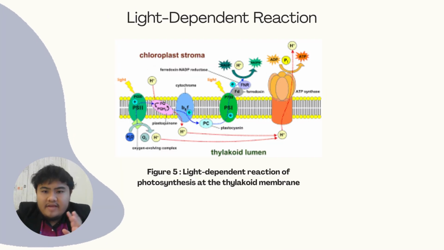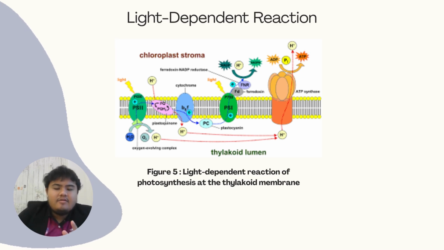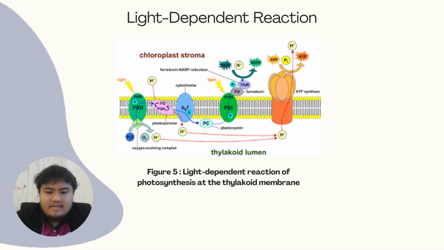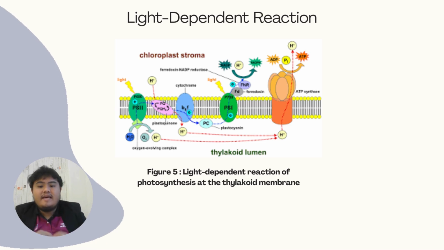Right? First things first, the stages of the cycle. We have the light-dependent reactions. In figure 5, the light-dependent reaction of photosynthesis occurs in the thylakoid membrane. As we know, the thylakoid membrane captures sunlight to make ATP and produce NADPH.